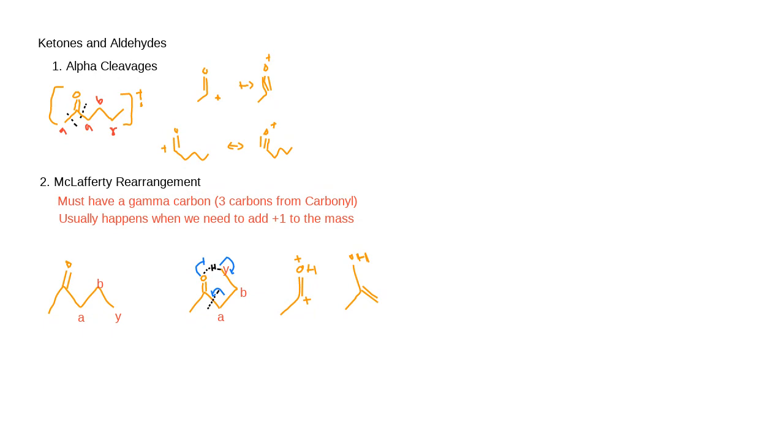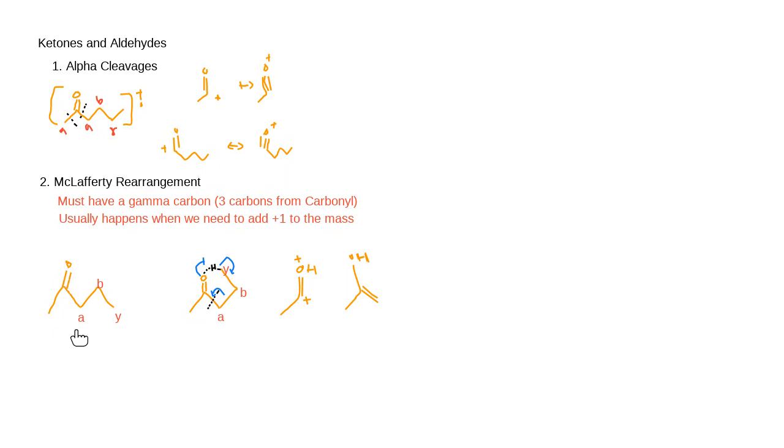Okay? So that might be a little bit confusing, but to summarize, make sure you understand that it rearranges like this, and that oxygen gains an extra proton, and then there is sometimes the enol formation, and basically the end result is you get a +1 to the mass.